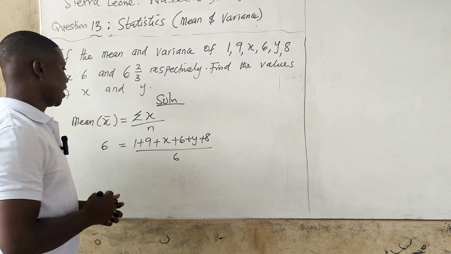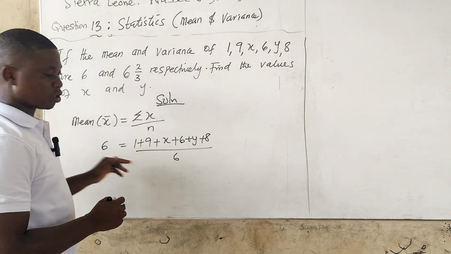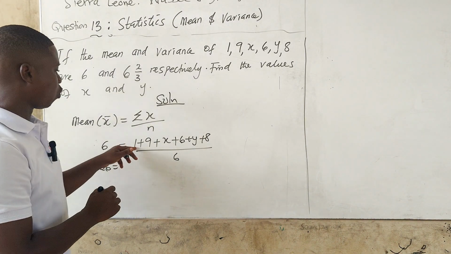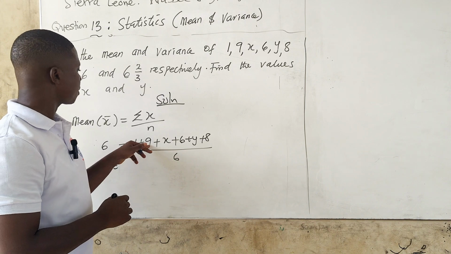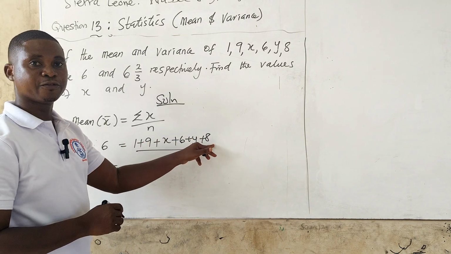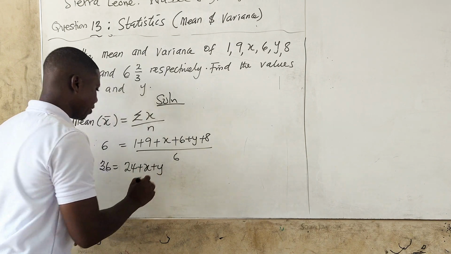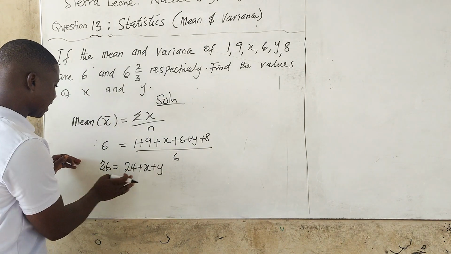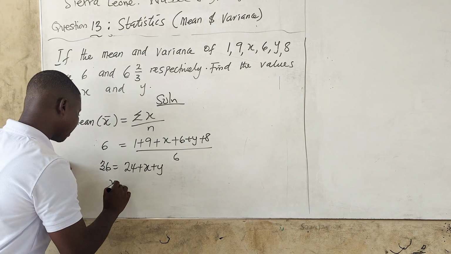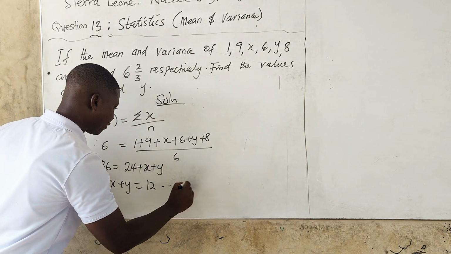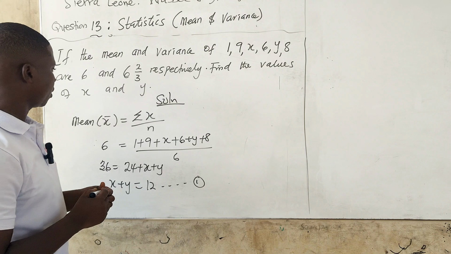So with this, we can just do cross multiplication. We have 36 is equal to 1 plus 9, we have 10, 10 plus 16, we have 24. So 24 plus x plus y. So we can bring this one here, x plus y, because 36 minus 24 will give us 12. And that's our first equation.